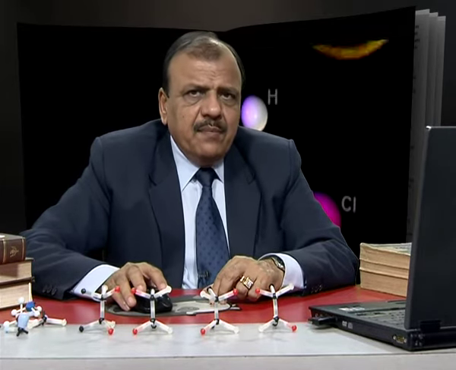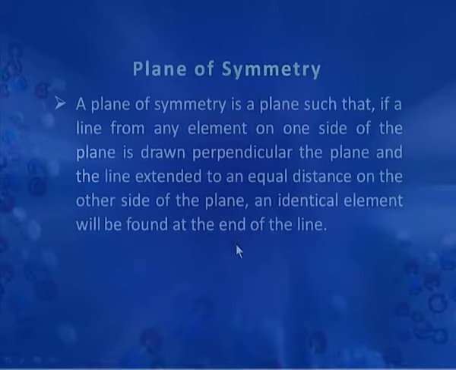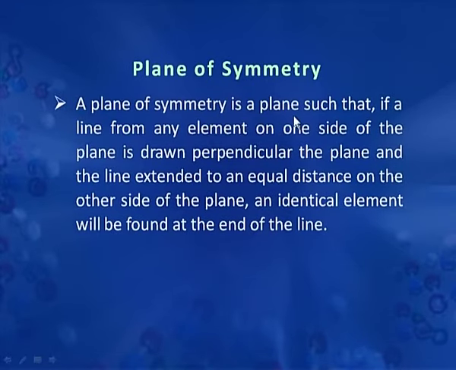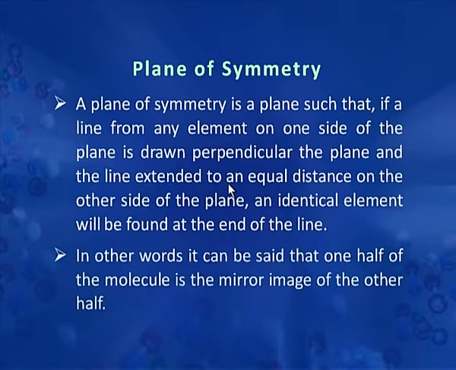Second element of symmetry is plane of symmetry. A plane of symmetry is a plane such that if a line from any element on one side of the plane is drawn perpendicular to the plane and the line extended to an equal distance on the other side of the plane, an identical element is found at the end of the line. In other words, we can say that one half of the molecule is the mirror image of the other half.